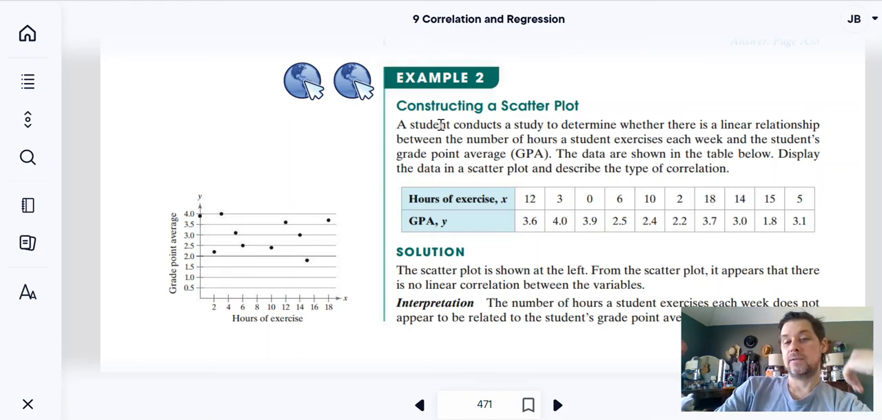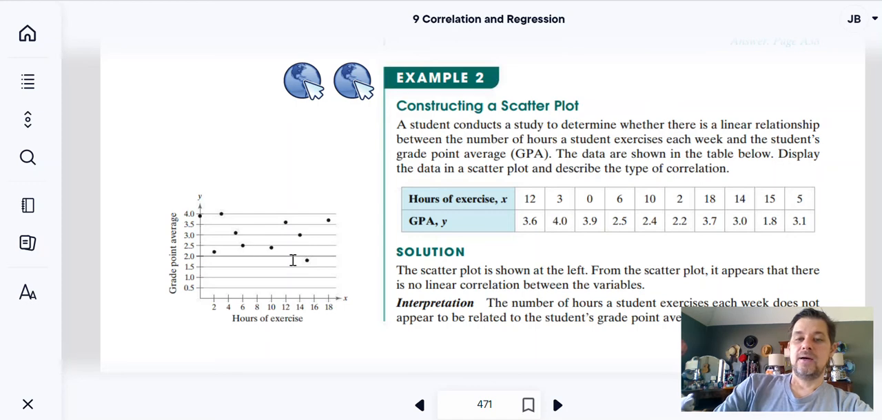So, well, that's why we conduct studies like this and make scatter plots. This is paired data for each student, where there are two variables we're going to measure: the hours of exercise and the GPA. Here's the data and here's the scatter plot, and I don't see anything there. I don't see a correlation of any kind.